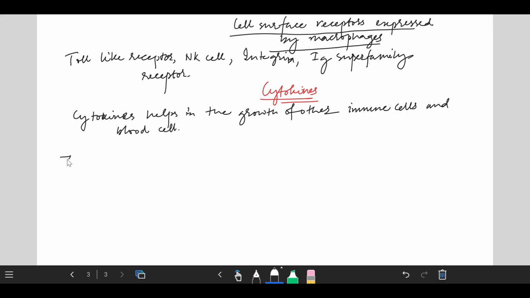Now, cytokines are actually produced by macrophages, lymphocytes, and can also be produced by polymorphonuclear leukocytes. Others are endothelial cells, epithelial cells, adipocytes. So they are mainly produced by macrophages and lymphocytes.